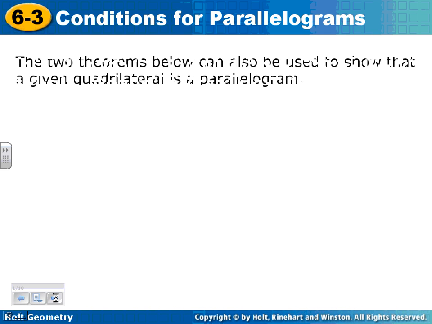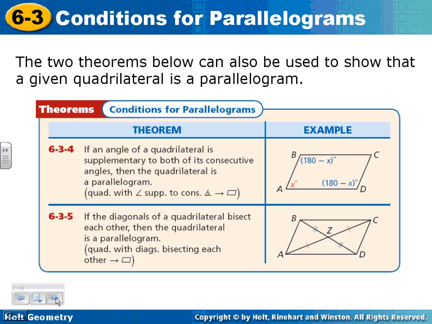Next slide, more theorems. 6.3.4 reads, if an angle of a quadrilateral is supplementary to both of its consecutive angles, then it's a parallelogram. In other words, if an angle, I'll circle X, if A and B, A plus B, equal 180, and A plus the other way, plus D, angle A and angle D, equal 180, then we have a parallelogram.